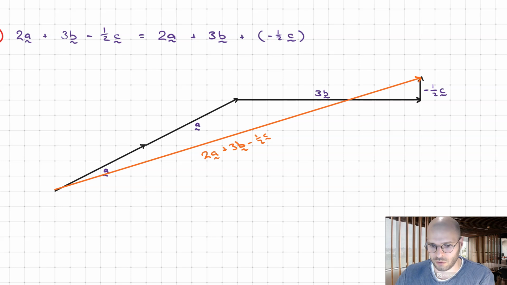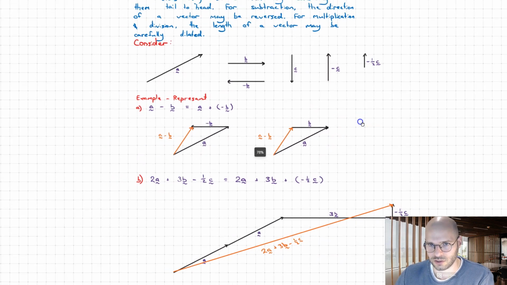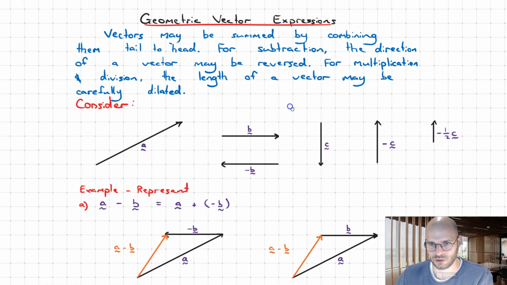So in summary, what we had a look at in this lesson was firstly the rules associated with operations we can do to vectors. So we can do subtraction, and the way in which we do it is we simply reverse the direction of the vector we're working with. So if I have positive b over here, I can take b by simply reversing its side and saying it's now negative b. For multiplication and division, we simply dilate the vector by a factor.